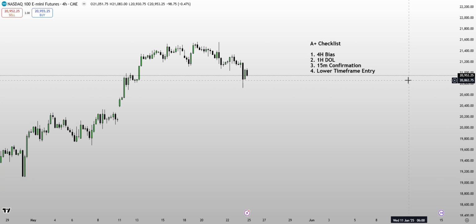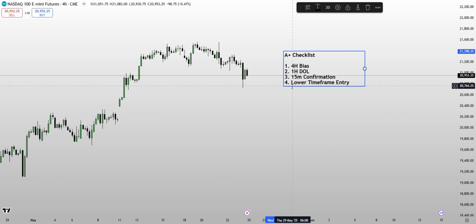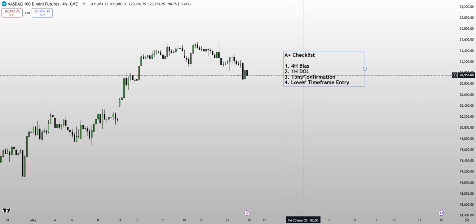This is what A+ looks like. Everything is in agreement. The lower time frame agrees with the 15-minute, which agrees with the 1 hour, which agrees with the 4-hour. This is what A+ looks like, and I'm going to give you certain examples that you can utilize as well. So again, it's looking to find if the model within this A+ checklist agrees all around.